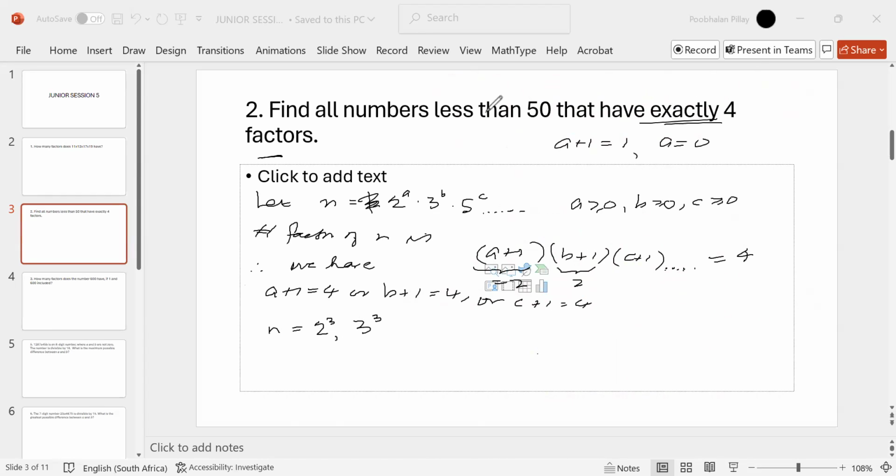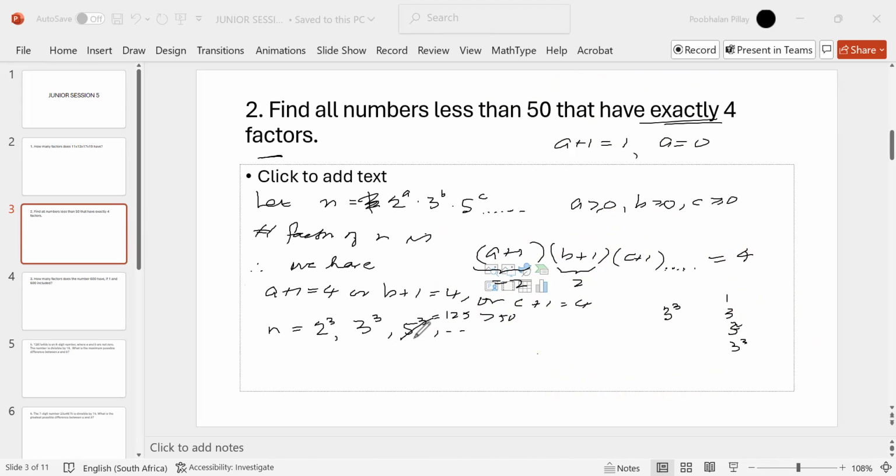But remember, they are all less than 50. 5 cubed and so on. But 5 cubed is 125. And that's not allowed, because this is greater than 50. So as far as the cubes are concerned, 2 cubed and 3 cubed have got exactly 4 factors. And you can see the factors of 3 cubed are 1, 3, 3 squared, and 3 cubed. It's got 4 factors.